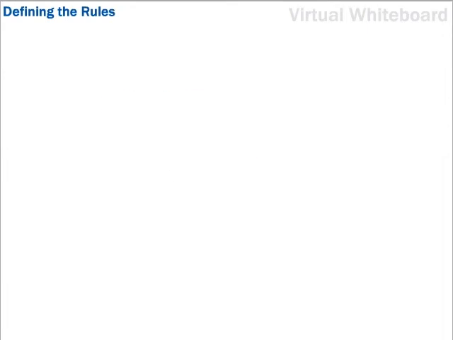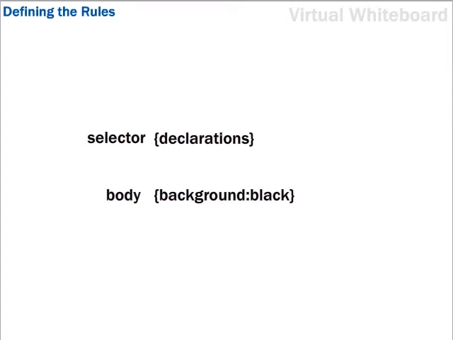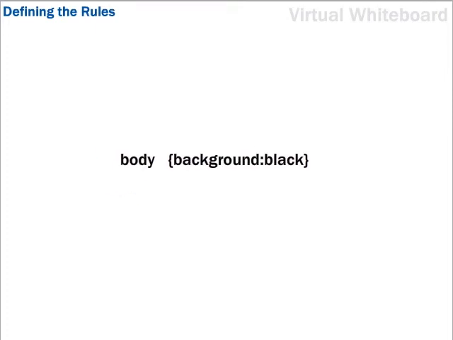Style sheet rules are made up of selectors, the HTML tags that receive the style, and declarations, the style sheet properties and their values. In the following example, the selector is the body tag, and the declaration is made up of the style property background and its value black. This example sets the background color for the entire document to black. You can see that in a style sheet, the HTML tag is not surrounded by brackets as it would be in the HTML document, and the declaration is surrounded by curly braces.